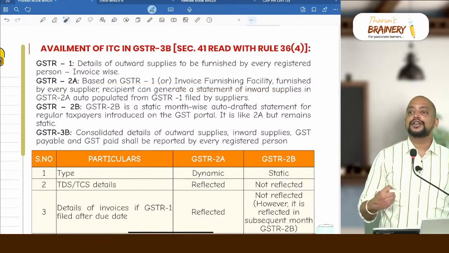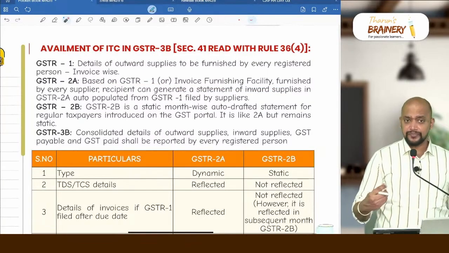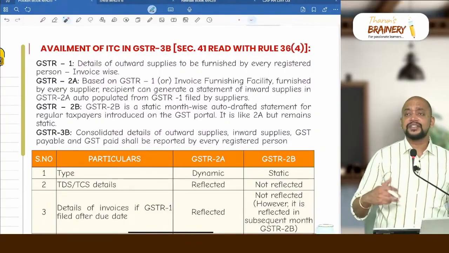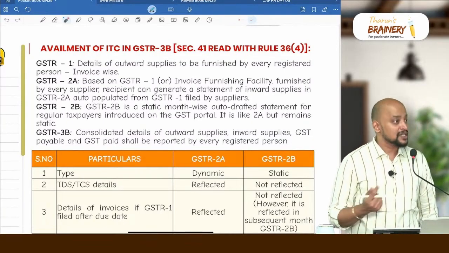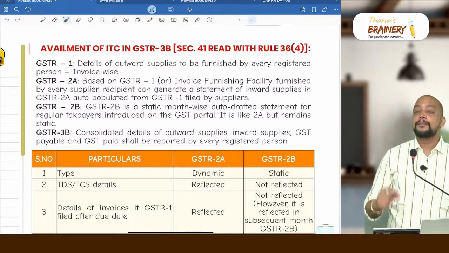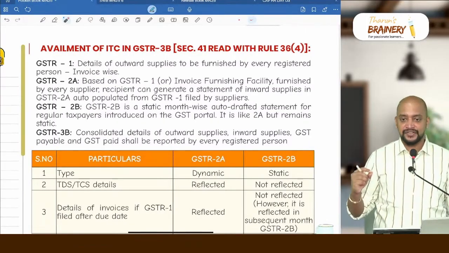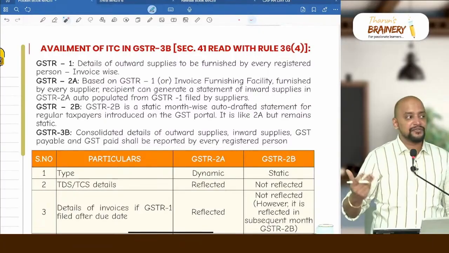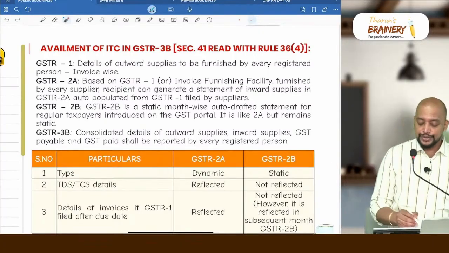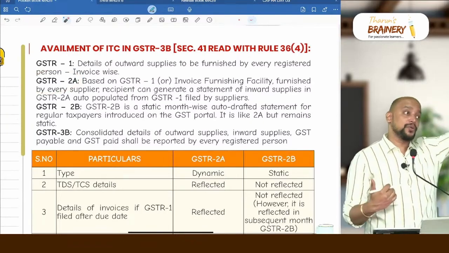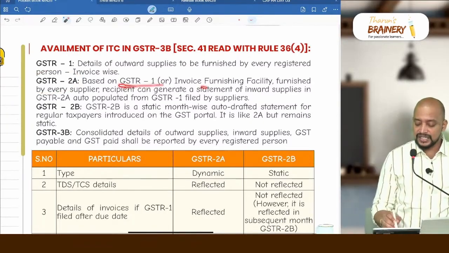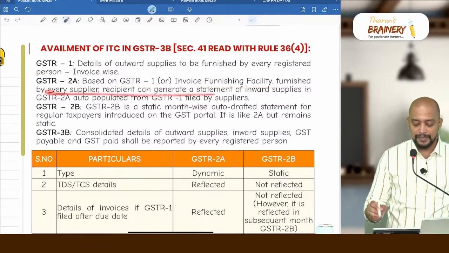A person who is under QRMP is required to file a quarterly return, but if they file GSTR 1 quarterly, their recipients also will take ITC on a quarterly basis. For that purpose they can file monthly IFF, invoice furnishing facility, so that the recipient can avail the ITC based on that. So 2A will get the details of inward supplies based on the outward supplies of the supplier in GSTR 1 and IFF furnished by every supplier.